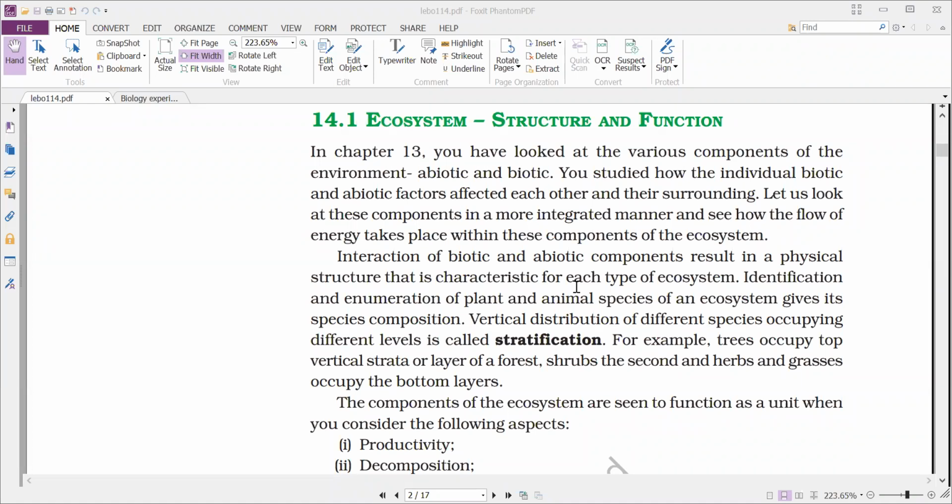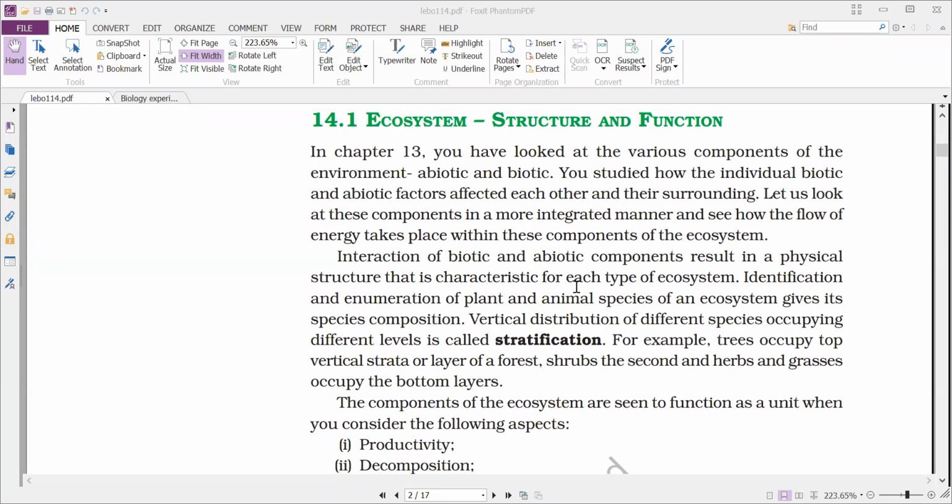And let us look at these components in a more integrated manner and see how the flow of energy takes place within these components of the ecosystem. So, now we'll discuss components in a more integrated manner, that means at a higher level, and how the flow of energy is taking place within these components of the ecosystem, that is the living and non-living.